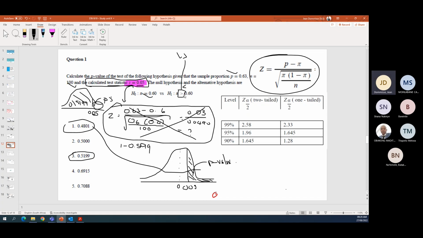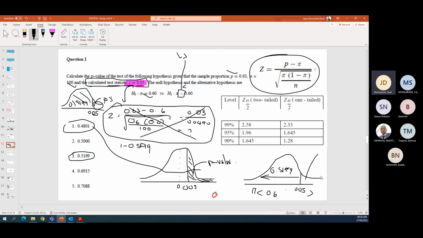Be careful with the p-value, because like I said, this is 0.05. If they told us we're working with Z smaller than the 0.6, this would have been the p-value, and then it would have been 0.5199. If they said, like they now did, bigger, that one is the p-value.